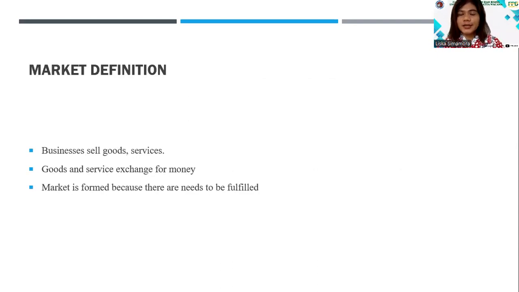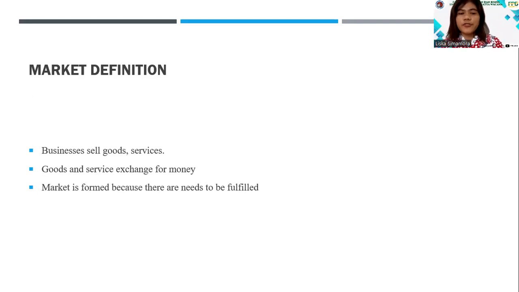Let's go to the market definition. It is a business to sell goods and services. Goods or services, or goods and services. It can be both, or it can be one of them. Goods and services are exchanged for money. Of course, in business we do this exchange of goods and services because we want to generate profit at the end. So the exchange will generate money.